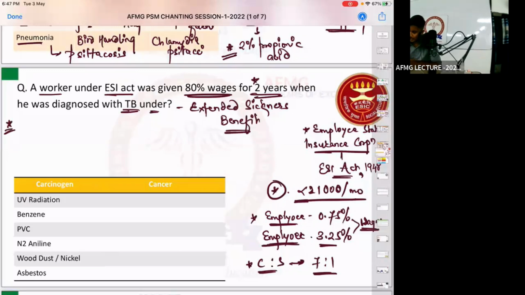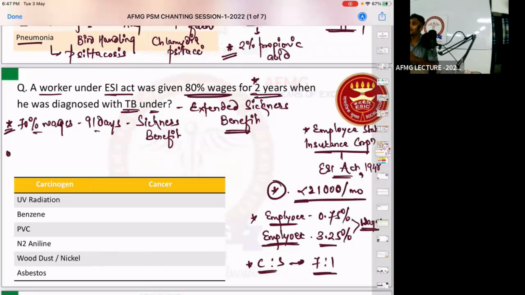A recall question now. 70% wages for a period of 91 days. This is known as sickness benefit. Quickly, okay? So 70% wages for 91 days, sickness benefit; 80% wages for 2 years, extended sickness benefit.